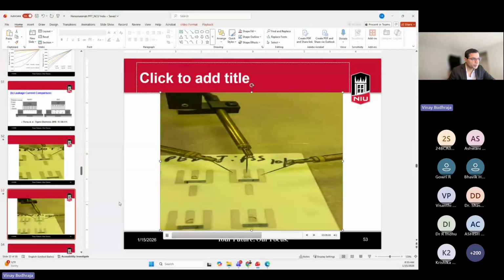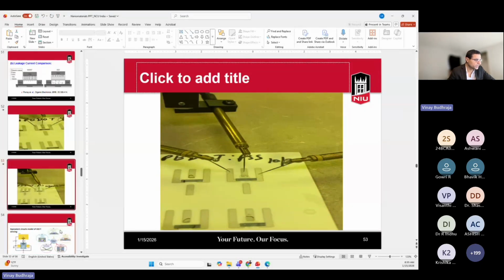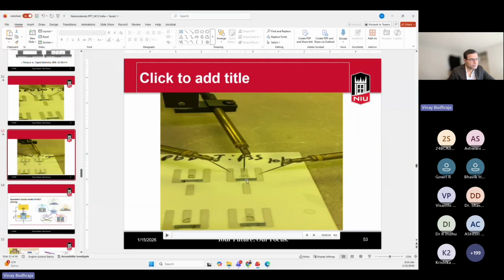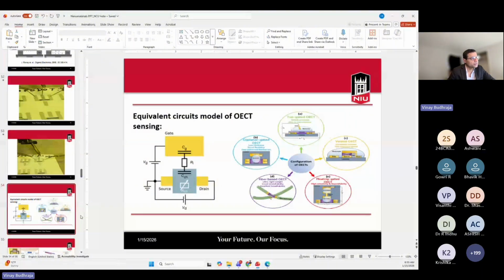See, it has a bubble formation. This shows the functionalization mechanism at the interface of the electrolyte and the semiconductor channel. The blue region is the PEDOT:PSS layer. Equivalent circuit model of OECT: around the electrolyte, it has two different types of capacitances. One is the gate capacitance between the gate and the electrolyte, and there's a channel capacitance between the electrolyte and the semiconductor channel.